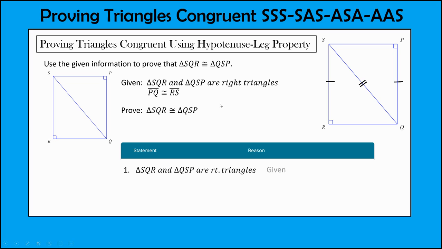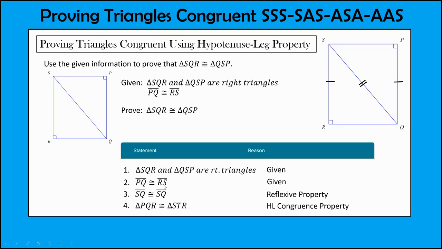So I'll enter the first piece of information, which we have to have. We have to know that they're right triangles. PQ congruent to RS, that was a given. SQ congruent to SQ, that's the reflexive property, and that's the hypotenuse. So there's my three pieces of information I need. That's enough to say the triangles are congruent by hypotenuse leg.